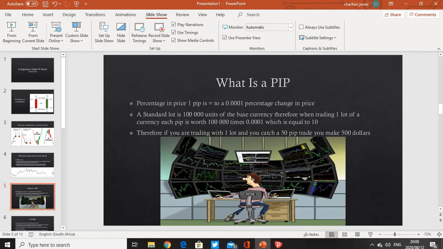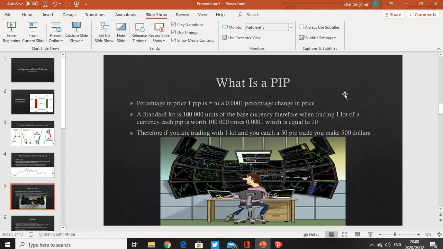So what is a pip? When people speak about Forex, they're always speaking about pips. And a pip is a percentage in price. 1 pip is equal to a 0.0001% change in price. So a standard lot is 100,000 units of the base currency.